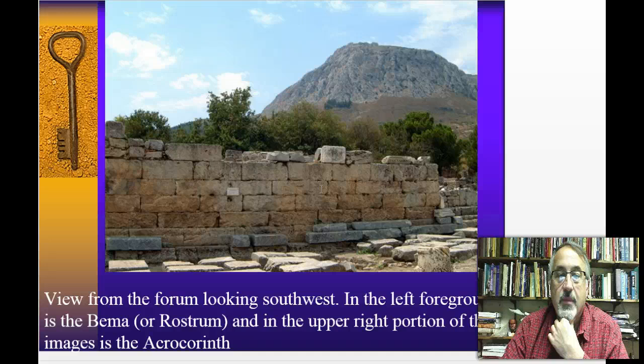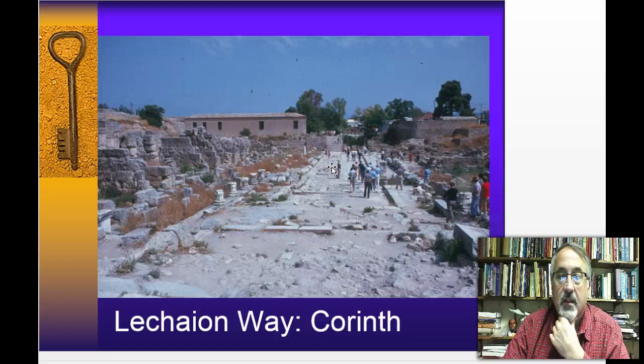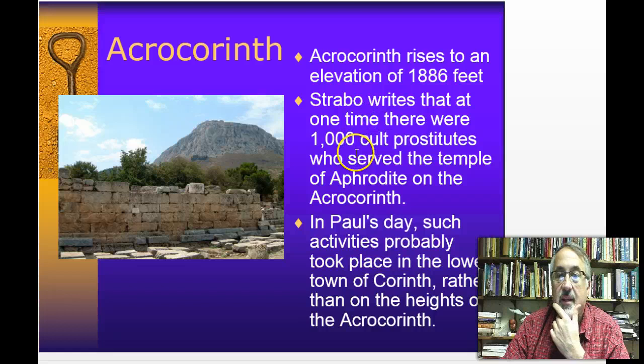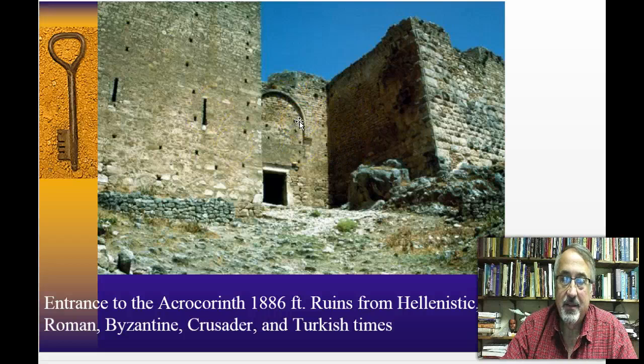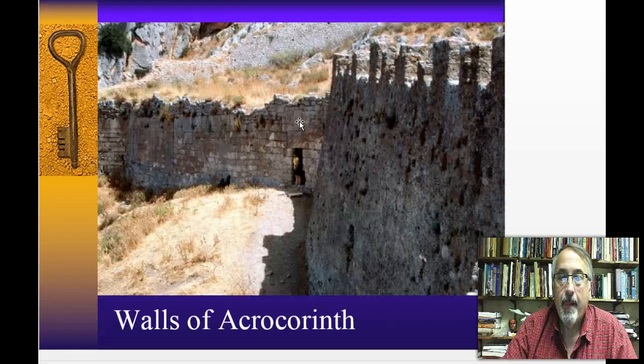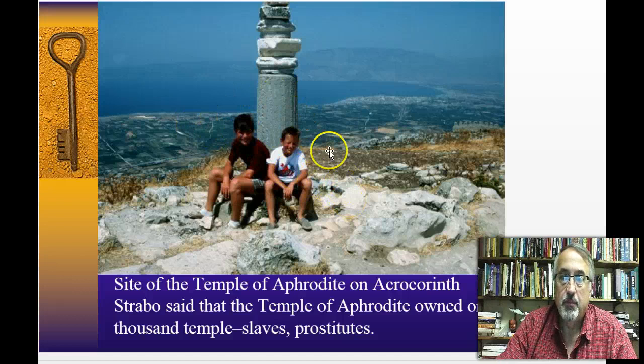So from the forum here we see the bema or the rostrum. Here's Acrocorinth up here. The Lechaion Way, Corinth, and Acrocorinth. Acrocorinth had the, I'll let you read some of this, but the temple to Aphrodite up here with a thousand cultic prostitutes. The activities of such cultic priestesses, prostitutes, you wouldn't have had to walk up here to find them. They would have come down here into the marketplace, but their temple was up here, and it's quite a hike to get up there. I've been up there a couple of times. It's a pretty good hike. And there are medieval walls up here that you can walk around and see. But not much to see dating to the Roman period up here. And this just gives you a view from up at the top, probably where the temple once stood.